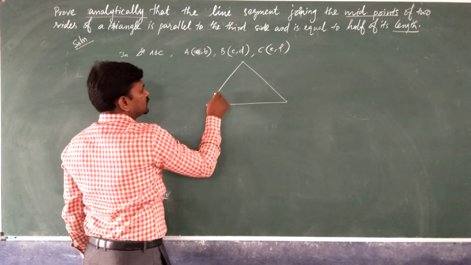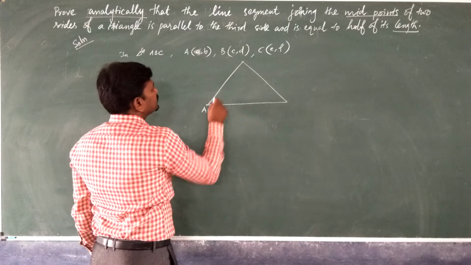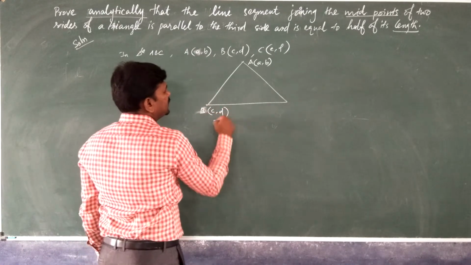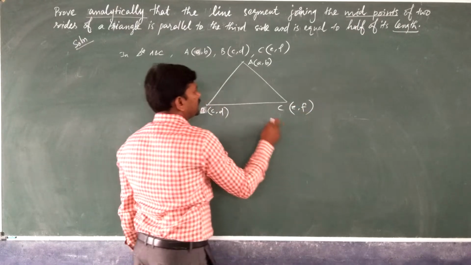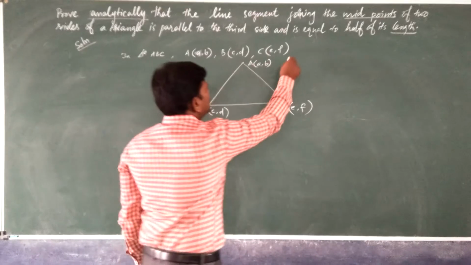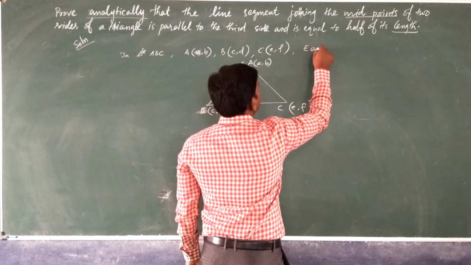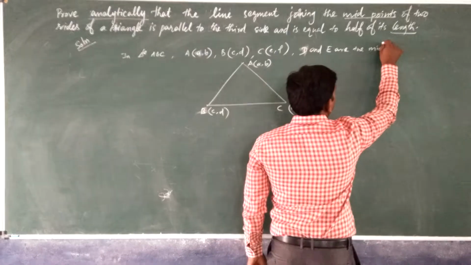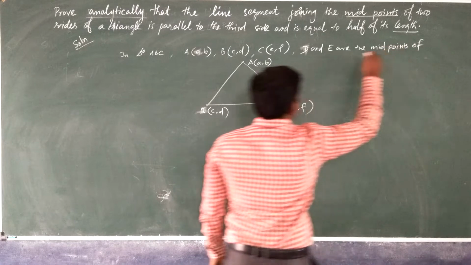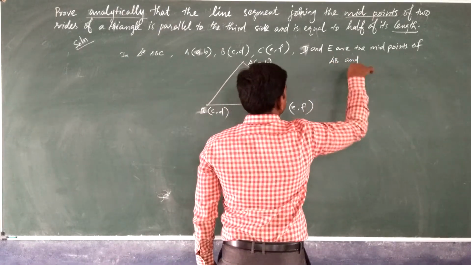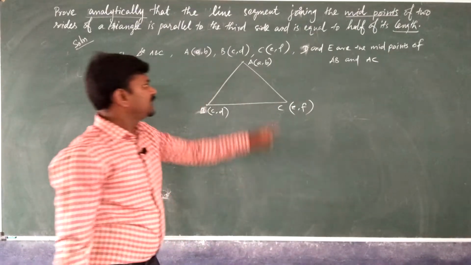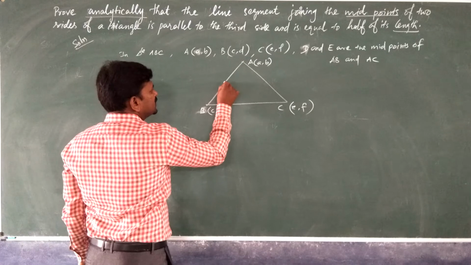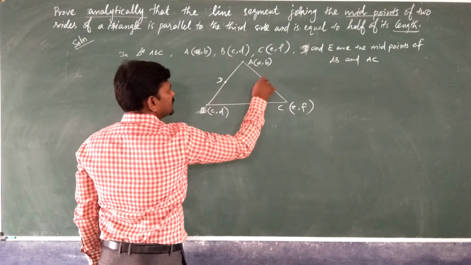We can mark here A (a, b), B (c, d), C (e, f). And in triangle ABC, D and E are the midpoints of AB and AC respectively. So the midpoint of AB is D, and the midpoint of AC is E.